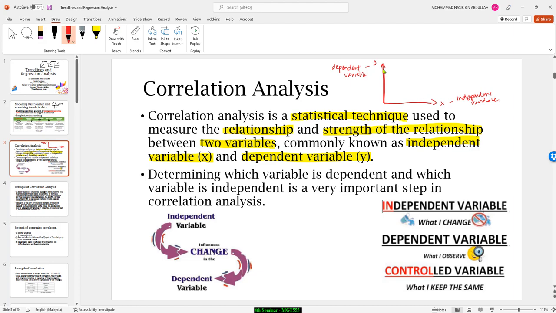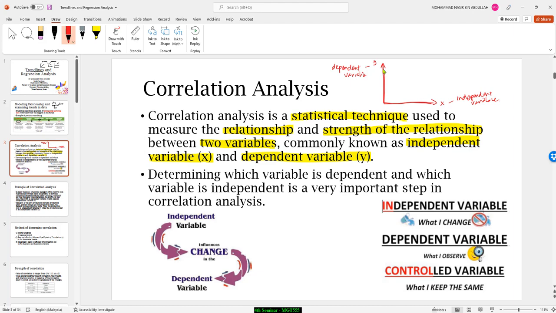Can you answer for me? Norma. CGPA depends on number of hours study, or number of hours study depends on CGPA? Depends on hours. Right. CGPA is depending on number of study hours, right? Yeah. So CGPA is the dependent variable. Right. Independent variable is number of study hours.